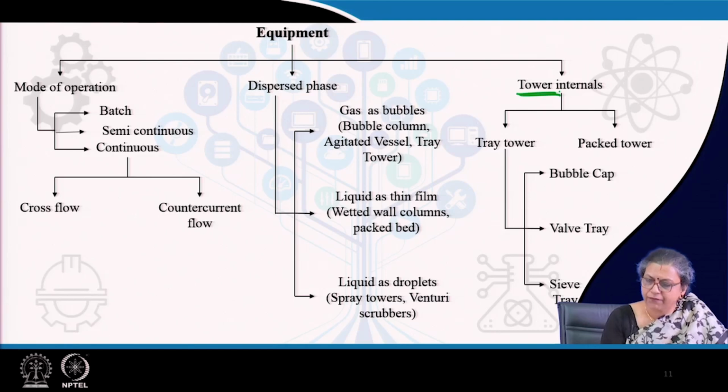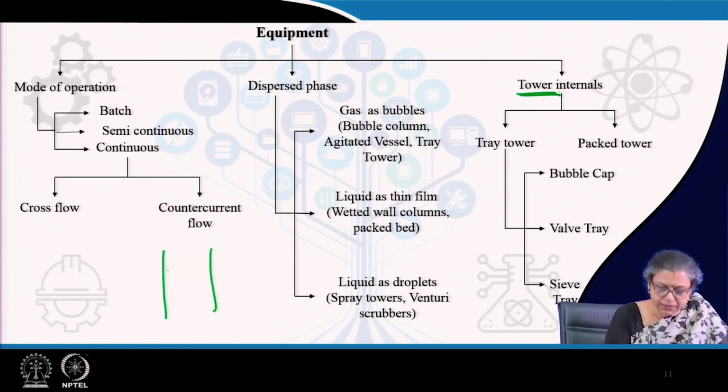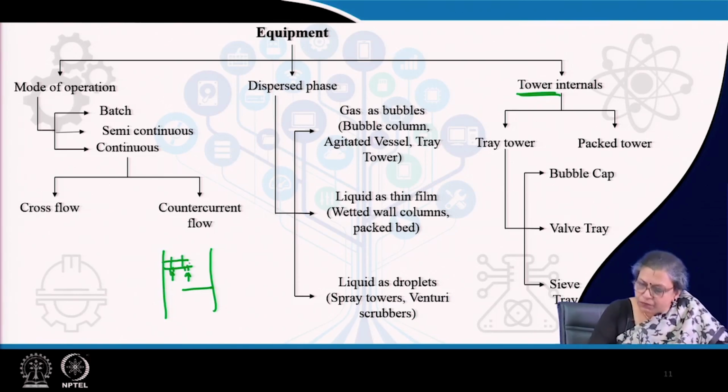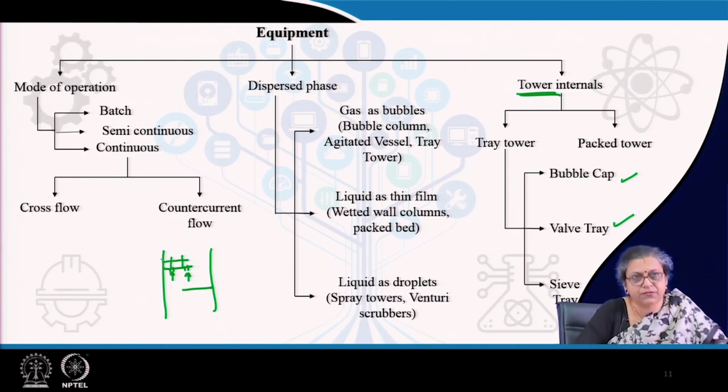For example, we can have tray towers where within the tower there are a large number of trays which are fitted, and in these particular trays either we can have some particular perforations through which the vapor can rise and flow through the liquid, bubble through the liquid. It can also happen that these perforations are fitted with some attachments, namely bubble caps and valve trays, which are the common sorts of attachments. We will be discussing these. They are just to reduce the size of the bubbles and to enhance the mass transfer.